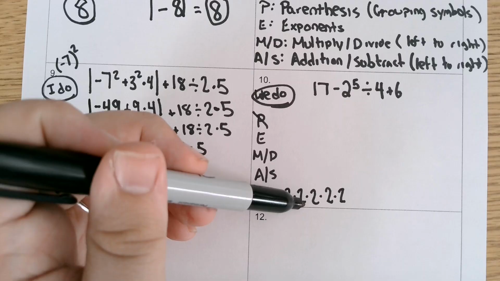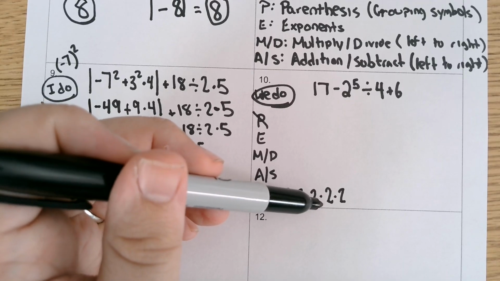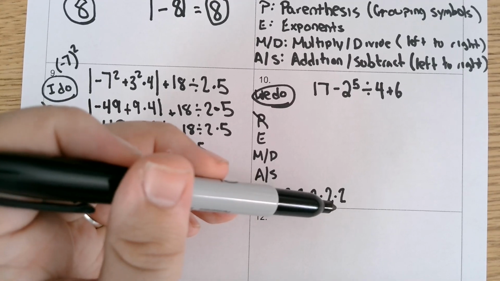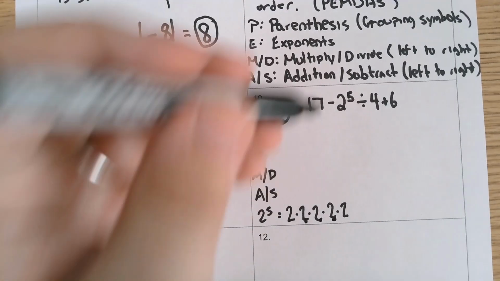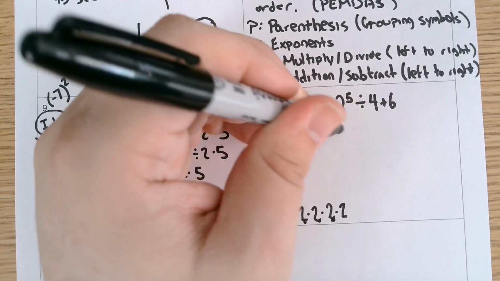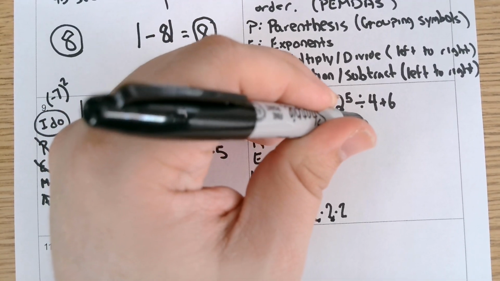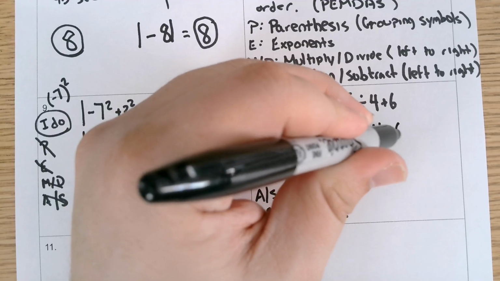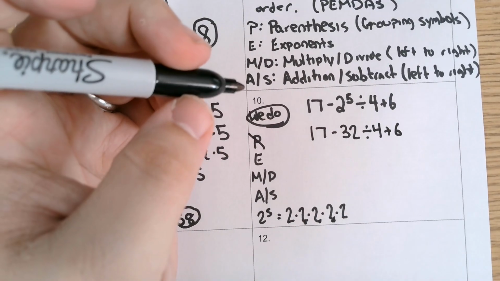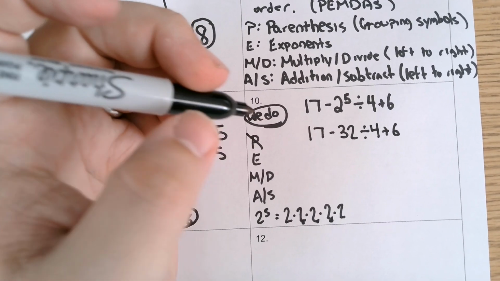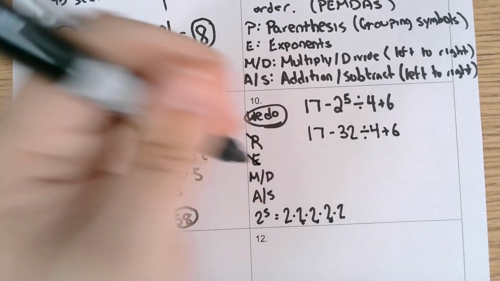2 times 2 is 4. 4 times 2 is 8. 8 times 2 is 16. 16 times 2 is 32. So we change this 2 to the 5th to 32, divided by 4 plus 6. Okay. No more exponents. Those are done.